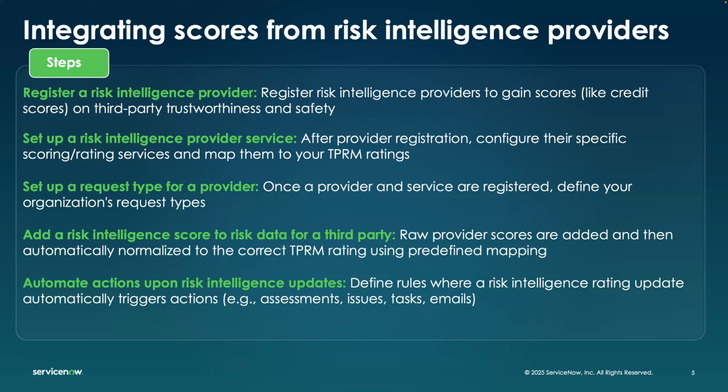The system automatically normalizes these scores using the mapping that has been defined, converting them into actionable TPRM ratings. Finally, you can automate actions upon risk intelligence updates. This is where you define rules so that any update to a risk rating from a provider can automatically trigger critical actions like creating an assessment, generating an issue, assigning a task, or even sending out immediate email notifications.